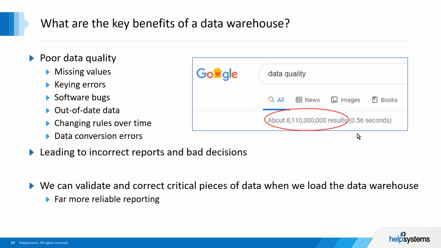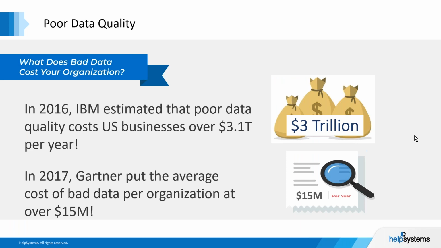Okay, if we go to the next chart, let's look at some results of some studies. In 2016, IBM estimated that poor data quality costs US businesses over $3.1 trillion per year. Gartner did a study in 2007 that put the average cost of bad data per organization at over $15 million per year. Those are absolutely mind-blowing numbers.